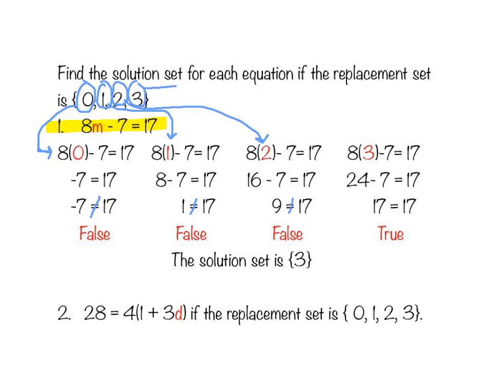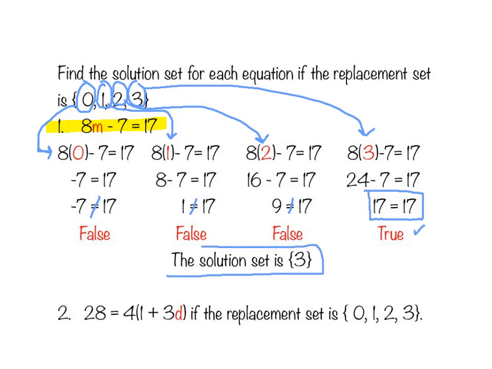So we're going to just check the last one and see if that is our solution. 8 times 3, we'll substitute it for m. 8 times 3 minus 7 is 17. Well, 8 times 3 is 24. 24 minus 7 is 17. And 17 does equal 17. Therefore, it is true. So the solution set is 3. And notice that 3 is written in braces because it is a solution set.